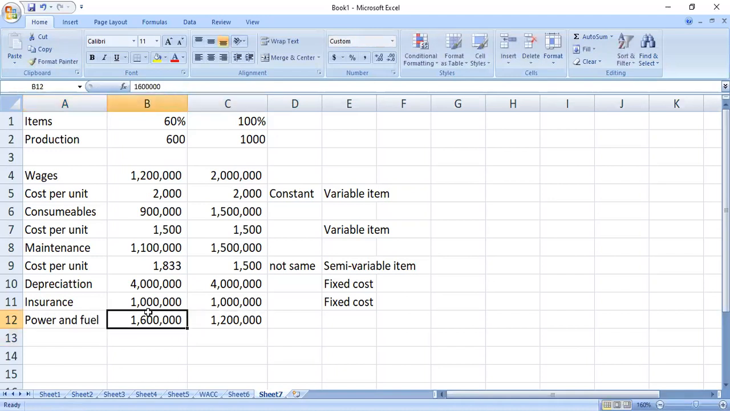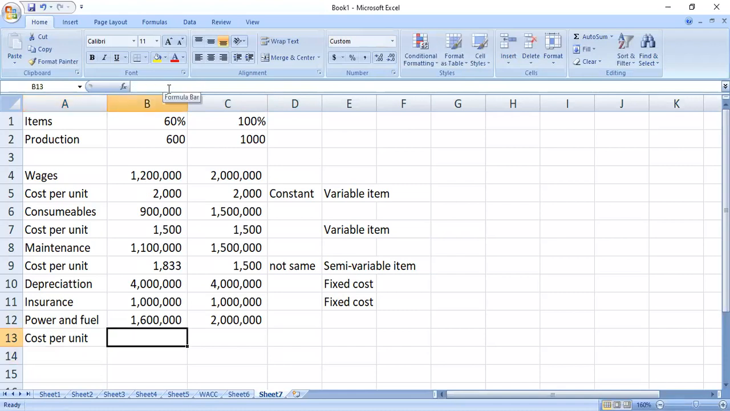Okay. So power and fuel, it has a very unique trend. Is it? I think it's 2 million. I think it's the same. It's not unique. It's 2M. I was wondering why it would reduce with increase in level of activity. It's like this. So still here they're different. So you want to confirm whether it's variable or not. So you, as usual, determine the cost per unit.